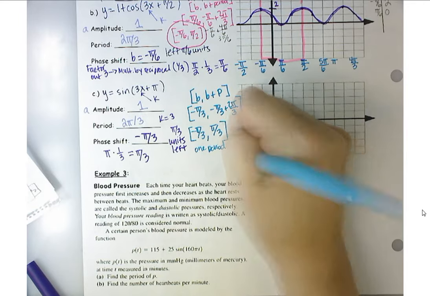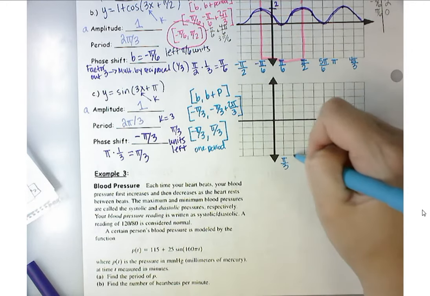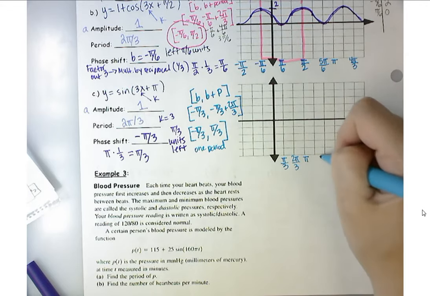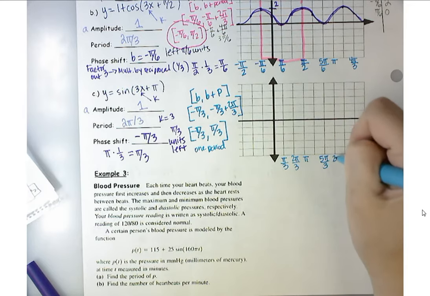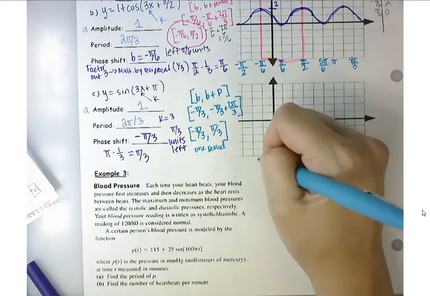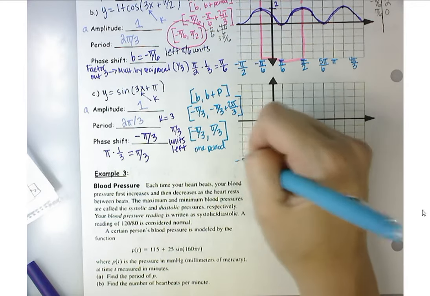I'm just going to label every one as pi over 3. So 1 pi over 3, 2 pi over 3, 3 pi over 3, which is pi, 4 pi over 3, 5 pi over 3, 6 pi over 3, which is 2 pi, 7 pi over 3, 8 pi over 3, negative pi over 3, and negative pi.